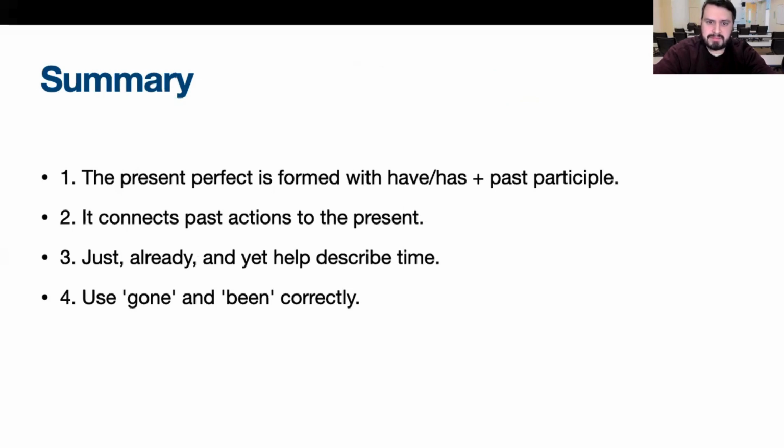So in summary, the present perfect is formed with have or has plus past participle. Past participle is verb 3. Remember the third form. It connects past actions to the present. Just, already, yet help describe time and add flavour. They are like the spice. You know what food tastes like without a little bit of salt on it. It's not so great, is it? And we have to remember to use been and gone correctly. Gone means they're on their way or they are there. I've gone to Italy means I'm in Italy or I'm on the way to Italy. But if I say I've been to Italy, then I went to Italy and came back again.